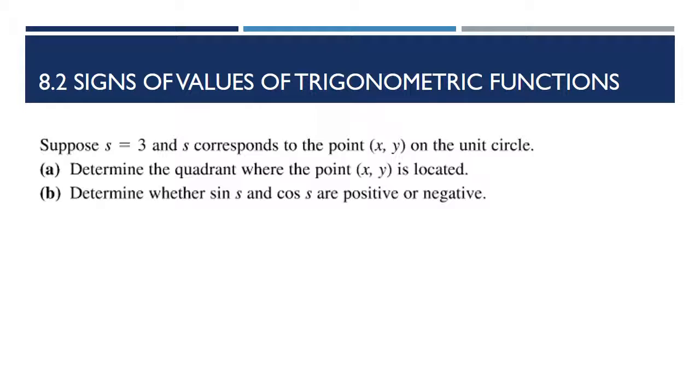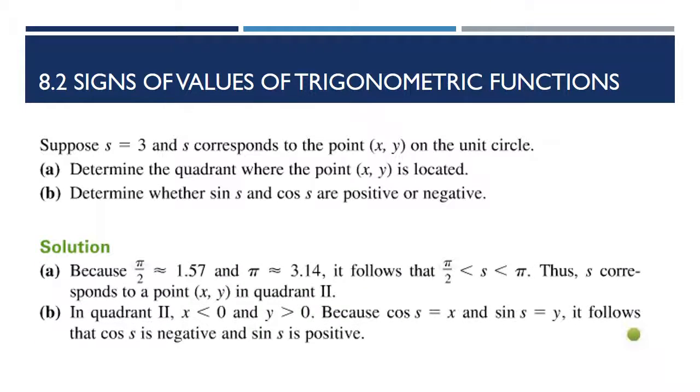Okay, suppose that s is 3 and s corresponds to xy in the unit circle. Determine the quadrant where it's located and determine whether the sine and the cosine are positive or negative. Okay, this time you have the radian measure of the angle or of the arc. Pause the recording, give this a try, and resume to check your answer. Okay, so pi over 2, which is 90 degrees, is about 1.5, and pi is 3.14. So this arc must be somewhere between pi over 2 and pi. So it's in quadrant 2. In quadrant 2, x is negative and y is positive. So the cosine will be negative and the sine will be positive.